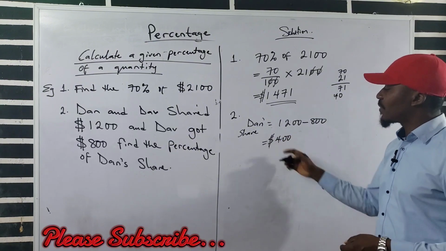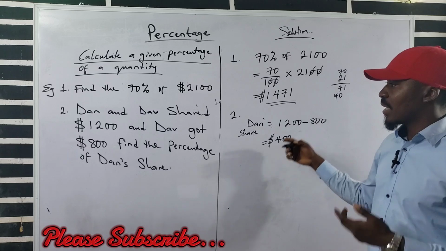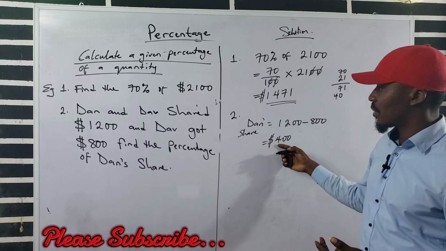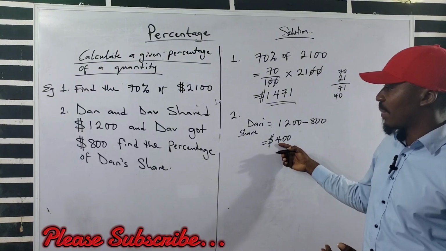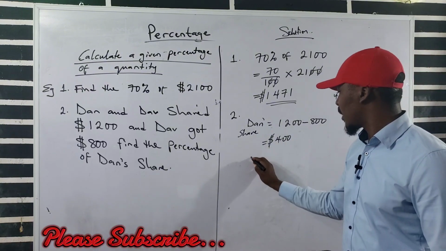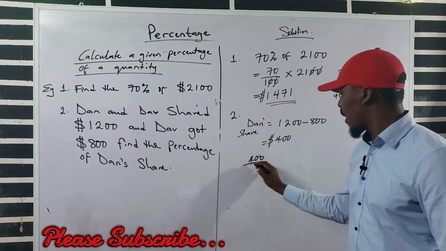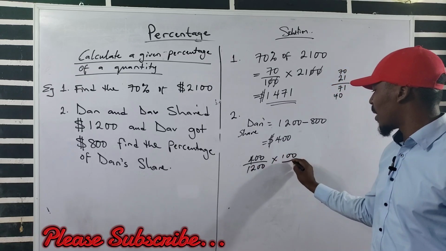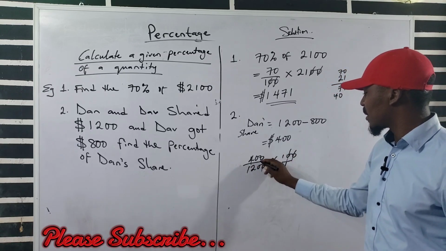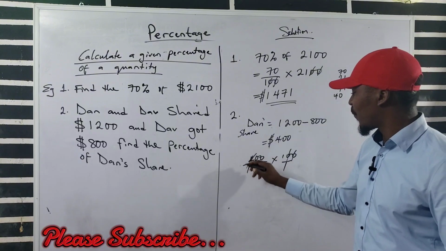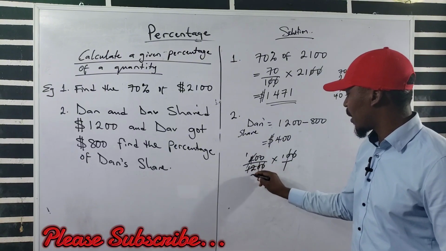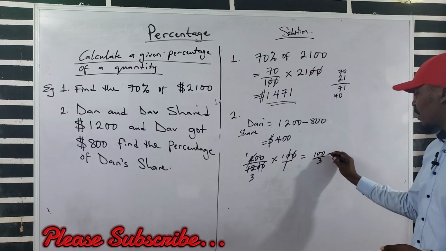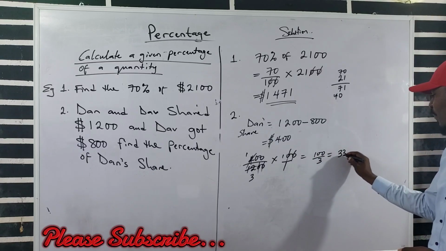Okay. So if Dan is going to get $400, then we need to know the percentage of this amount. What are we going to do? We say it is 400 over 1,200 times 100 over 1. So this and this and this will go. 4 here 1, 4 here 3. So that will give us 100 over 3, which is equal to 33.3%.